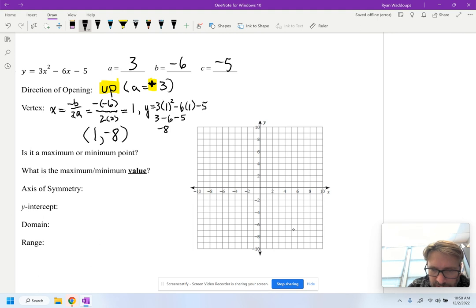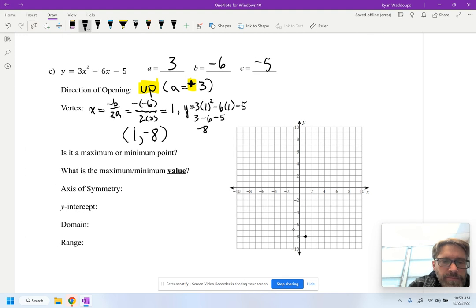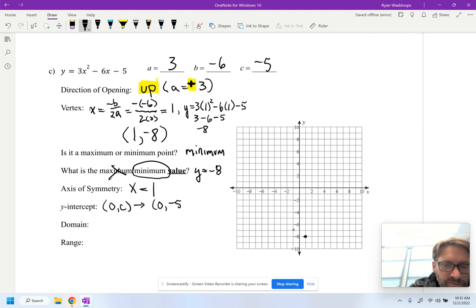I'm going to go over here 1 down to negative 8, and I know that it opens up. Since it opens up, this is going to have a minimum point, and the minimum value is y equals negative 8. Axis of symmetry is x equals 1. The y-intercept is the point 0, comma, c, and c is negative 5, so it's 0, comma, negative 5.